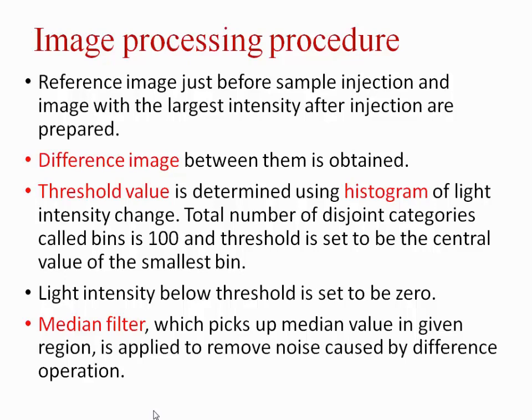And so the third step is that a threshold value is determined using a histogram of light intensity change and the total number of disjoint categories, which we call bins. That one is 100 in this case, and the threshold is set to the central value of the smallest bin. And in the fourth stage, light intensity below the threshold is set to 0. And finally, we use a median filter, which picks up the median value in a given region, and is applied to remove noise caused by the difference operation.